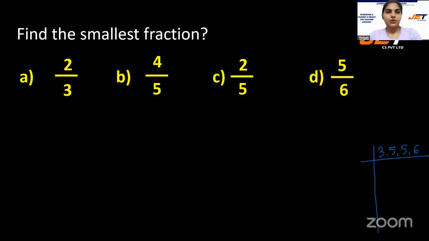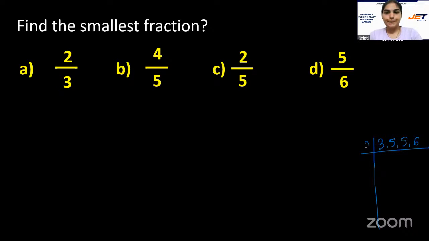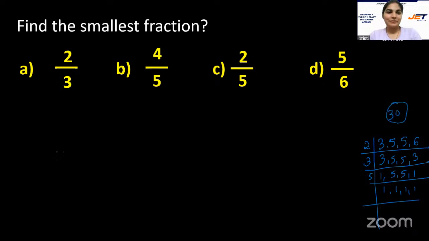Okay, so over here, let's see how to do it. 2 times 3 is 6. 3 times 1 is 3. 5 times 1 is 5. Again, 2 times 3 is 6. 6 times 5 is 30. 30 is the LCM. Again, I need 30 in the denominator.